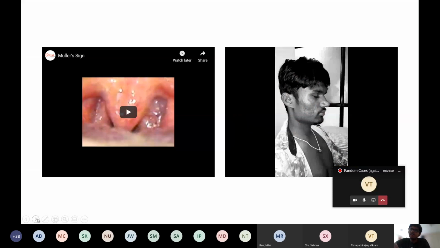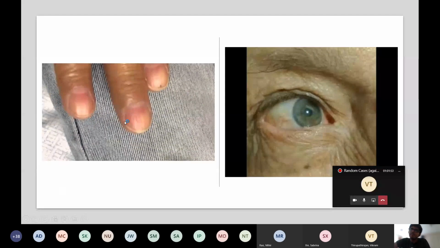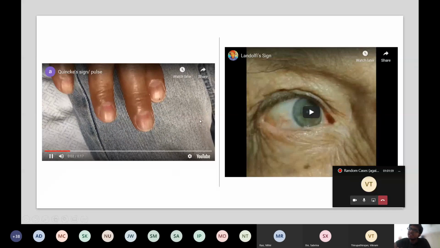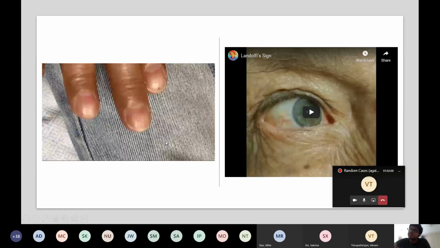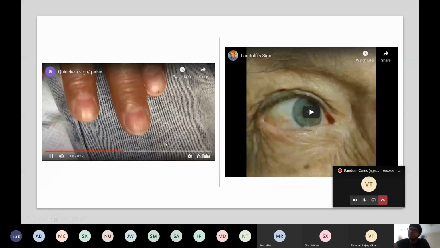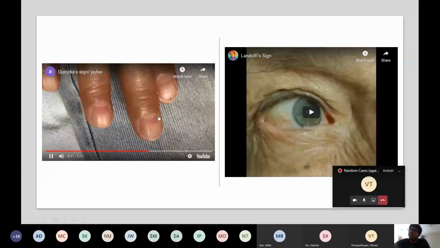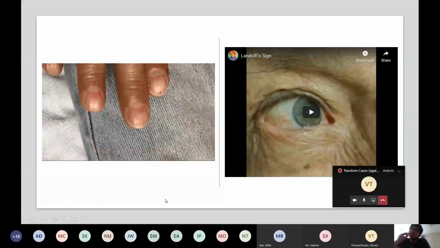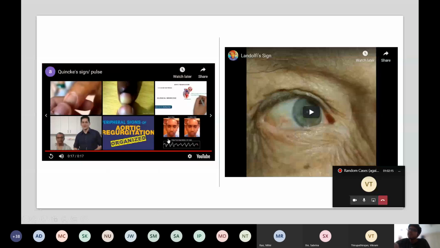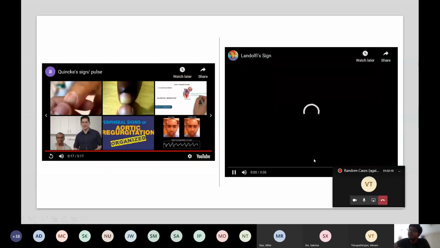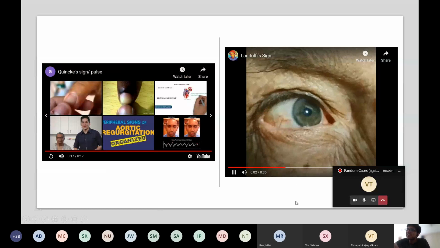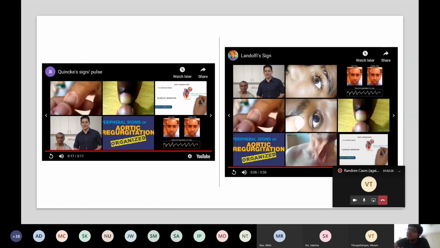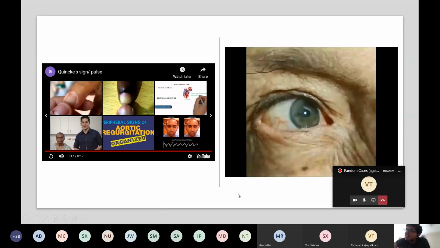Okay, and then the other one that you might see is Quincke's sign. So you can see pulsation in the nail beds. I'm not sure if you can see that, but if you look carefully, it gets darker and lighter in tandem with the pulse. And one for your interest that will never come up in your exams is Landolfi's sign, which is dilation of the pupil in relation to the pulse. I'll play it again.